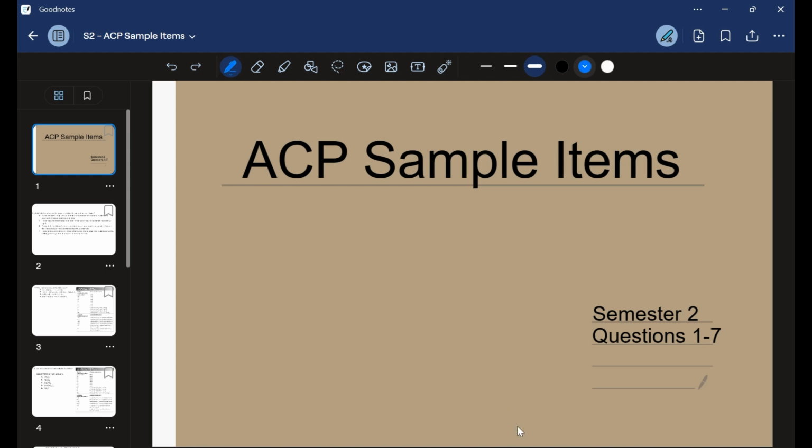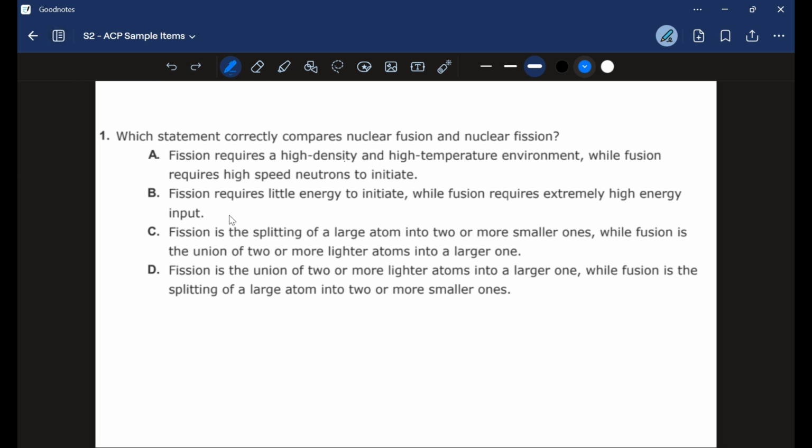Hello, this is Miss Martinez, and I'm going to be going over questions 1 through 7 from the ACP Sample Items. So here's question number 1. Which statement correctly compares nuclear fusion and nuclear fission?